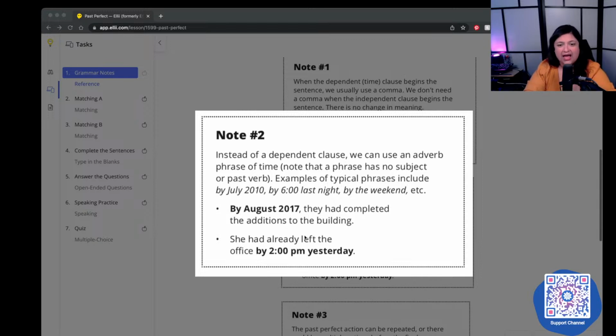Absolutely. Yeah, I could say they had completed the additions to the building by August 2017. Or by 2 p.m. yesterday, she had already left the office. It doesn't matter where I place the dependent clause. It's not going to change the meaning. Even though here we just have dates, that rule still applies.